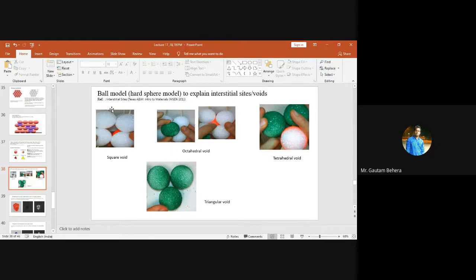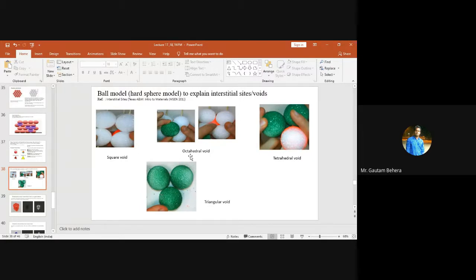This one is a square void, right? So suppose this is one layer of atoms, and this is another layer of atoms. You can see 8 atoms are present at the corners of a cube, and this empty space in between them is the void or the interstitial site. That is called a square void.